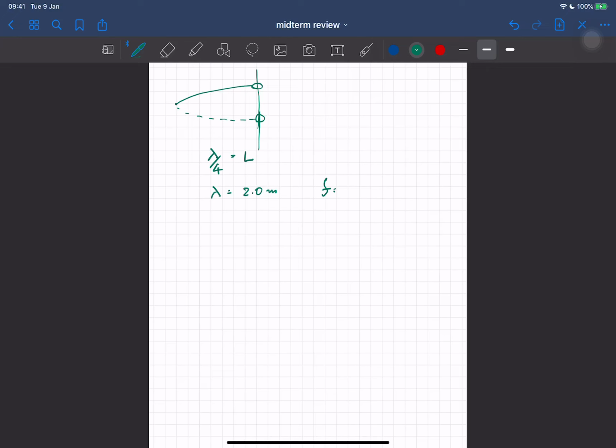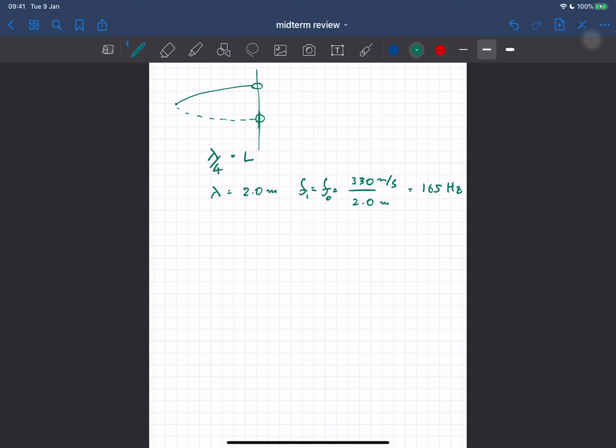So the frequency is velocity divided by lambda, which is the wavelength, like this. So that's going to be 165 hertz. So you can see that, again, by changing the boundary condition, the frequency changes. So this is what we're going to call F0 or F1. The fundamental frequency is different now.